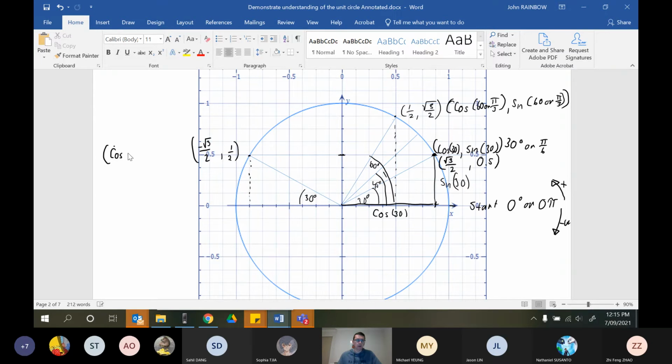cos 150 degrees, or we can call it 5 pi 6. And sine, I'm going to run out of room, 150 degrees or 5 pi 6 as well. Okay, so that's what we're going to be looking at. So that is the coordinate there.